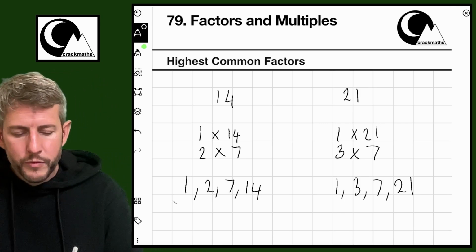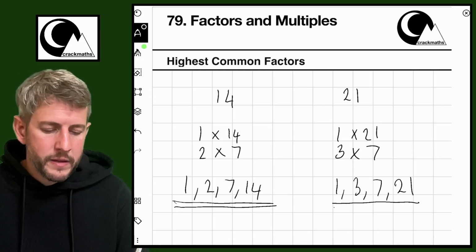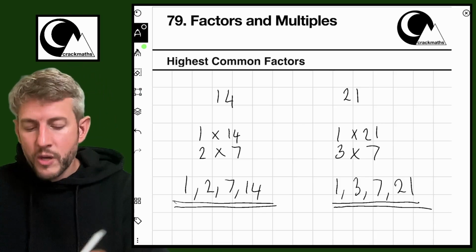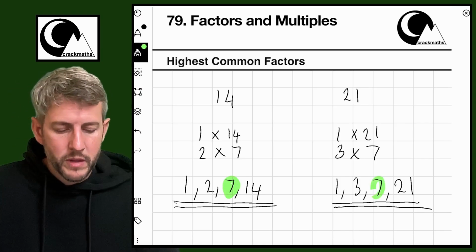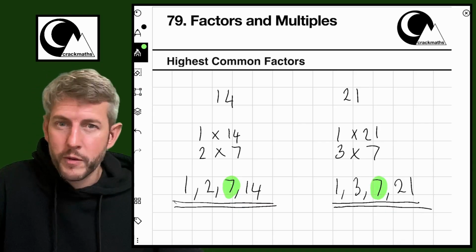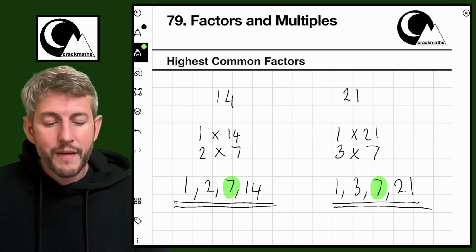So here we are. We've got these numbers here, the factors of 14. And what we've got here is these numbers as the factors of 21. So what is the highest common factor? The highest common factor would be 7, because that is the highest factor in both groups. They've only actually ever got one other common factor, which is 1.